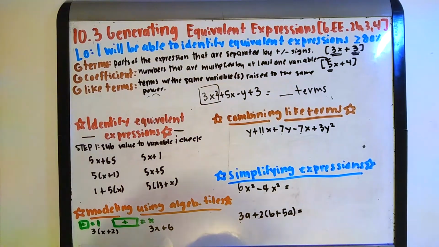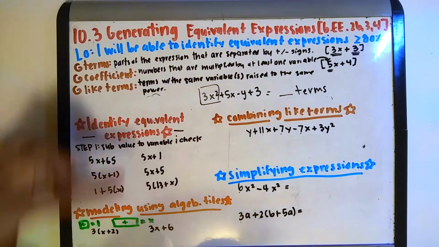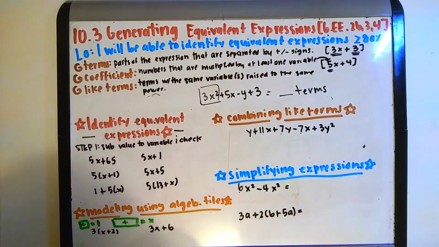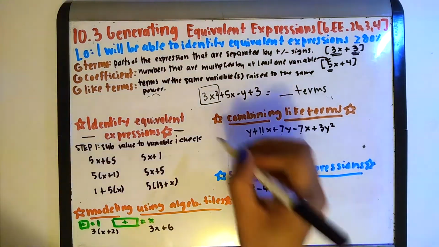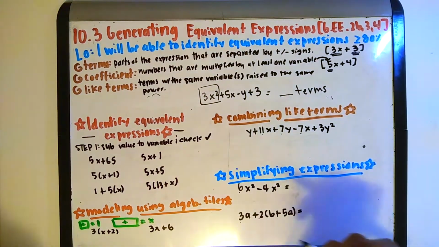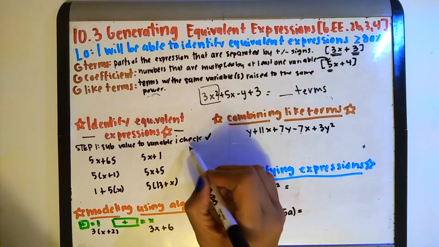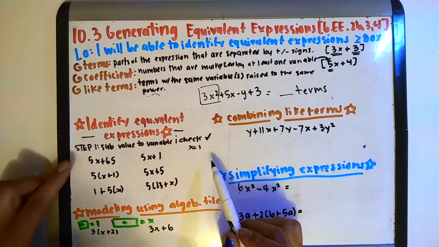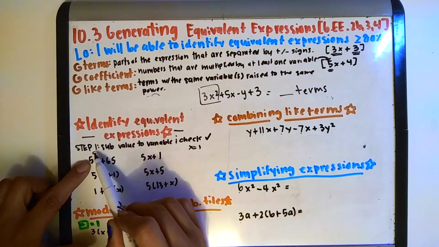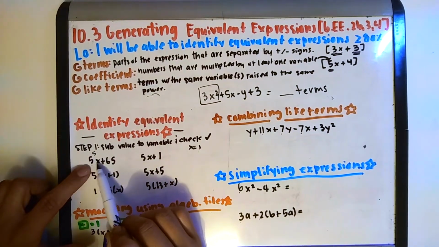Okay, so let's get to this one. So this one we're going to be able to identify equivalent expressions. So basically expressions that have the same value, that they're equal. So one thing that you can do is substitute a value for the variable and then check to see if those two are equal. So in this case, let's say that x equals 1. When I plug in 1 for x, remember I'm not going to just write 51. That's wrong, because this is 5 times 1.